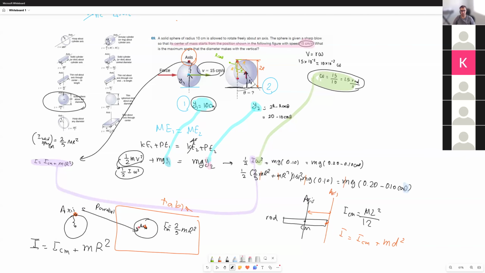Could you identify those axes on the diagrams that were given? They're out of page.